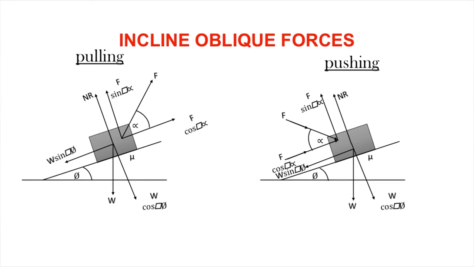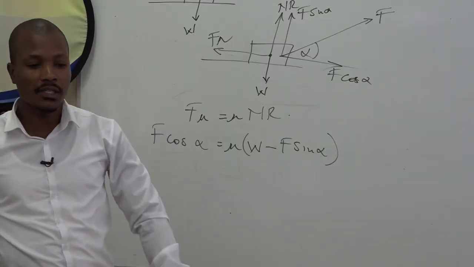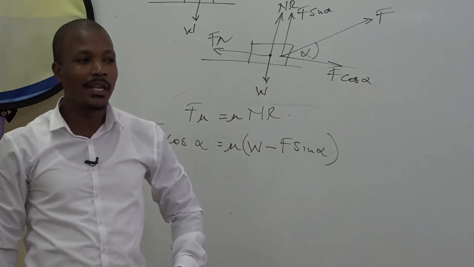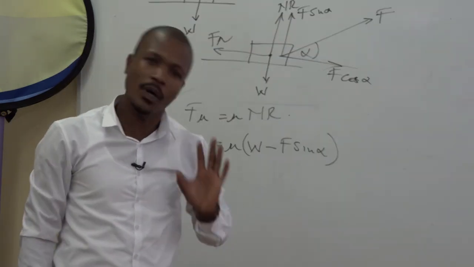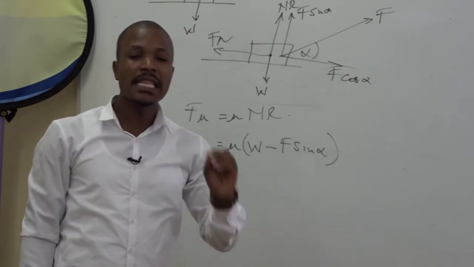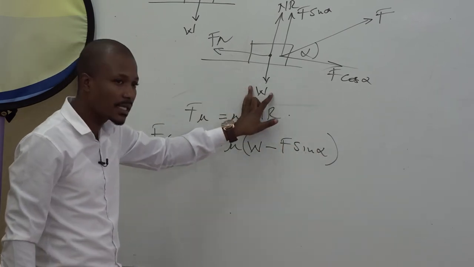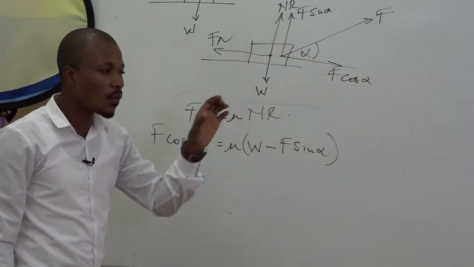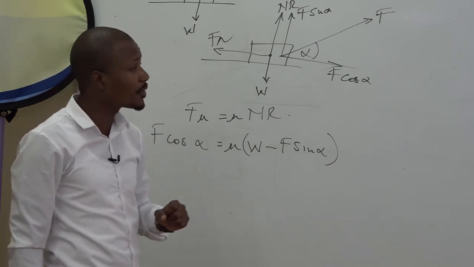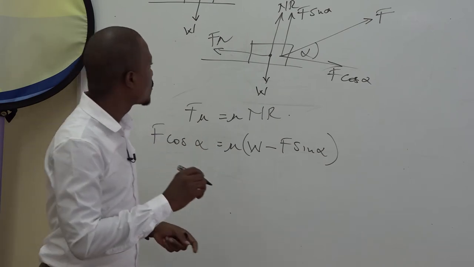When you're having oblique forces on an inclined plane, this object is expected to just slide down an inclined plane or move up an inclined plane. What do we know about an inclined plane? In an inclined plane, the normal reaction is not equal to just the weight, but is also equal to the weight component perpendicular to the inclined plane. We spoke about this on our previous lesson.